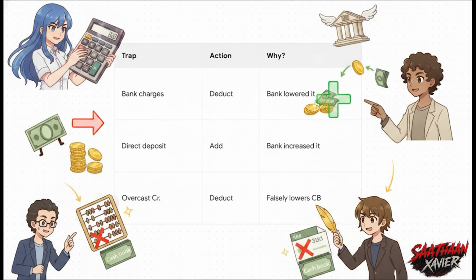Assuming you're starting with a favorable cash book balance, just remember how these specific adjustments work. If the bank charged you a fee, that means the destination book lowered the balance, so you have to mimic them and deduct it too. What if a customer made a direct deposit? Well, the bank increased the balance, so you add it.